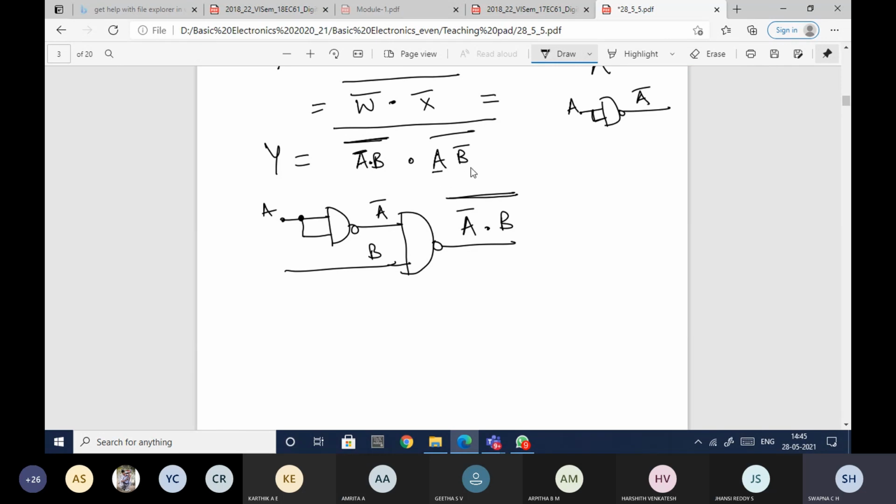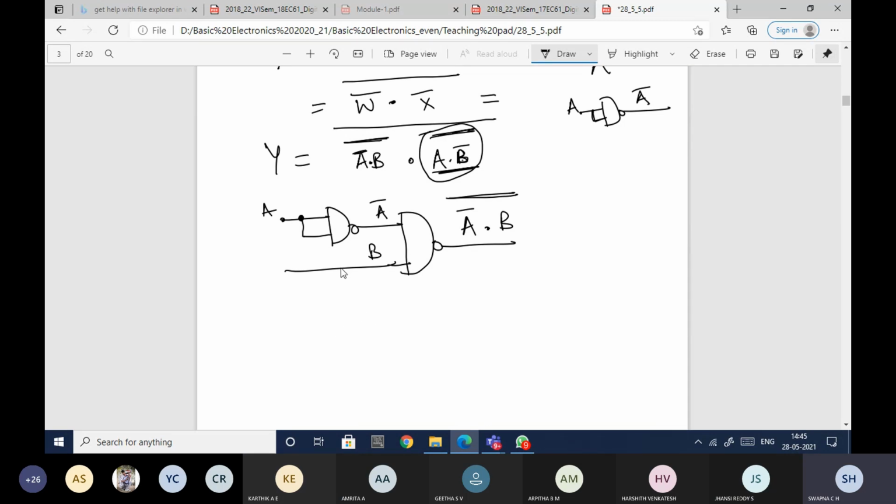In the same way, you check the next term also. Before implementing, you have to check. So here I have A, I have B bar. Can I get B bar using NAND? Yes, ma'am. Next, what I have is A dot B bar and whole bar. Will I be able to implement this function also? Yes, ma'am.